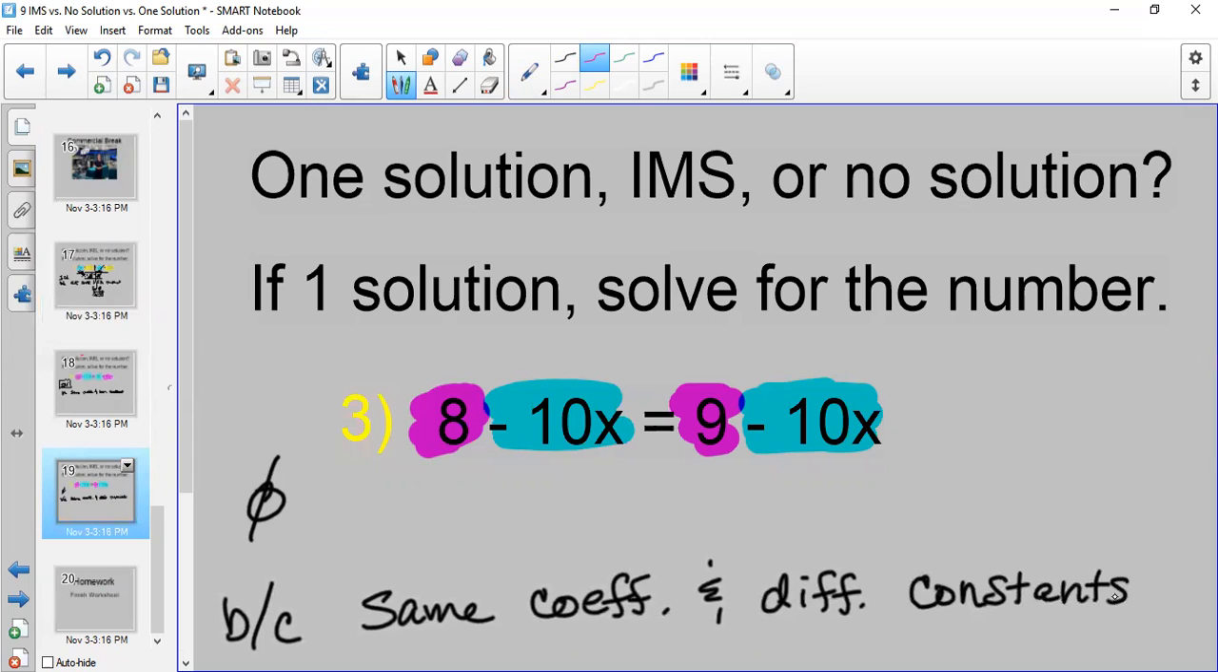And again, I don't have to solve this problem because I already know that no matter what I do, I'm never going to get an answer to this question. It has no answer. So our answer is actually no solution.